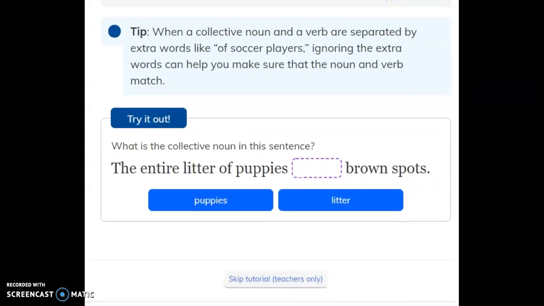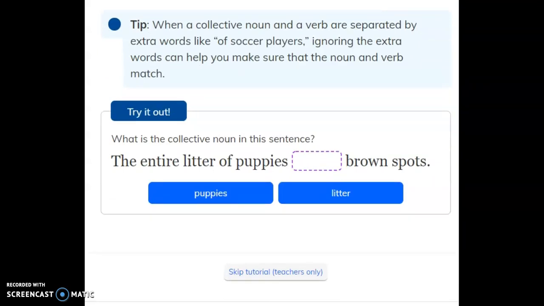What is the collective noun in this sentence? The entire litter of puppies, blank, brown spots. It's asking us for the collective noun. So which one of these words is the single entity that shows the collection of things? Which one shows the group? Is it puppies or litter? Pause the video, write this sentence down, and then circle the collective noun.